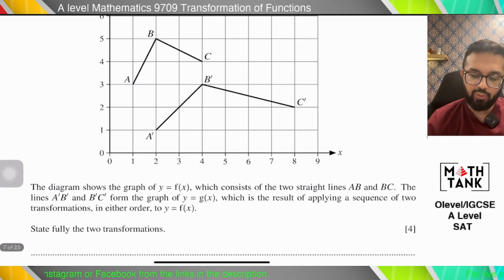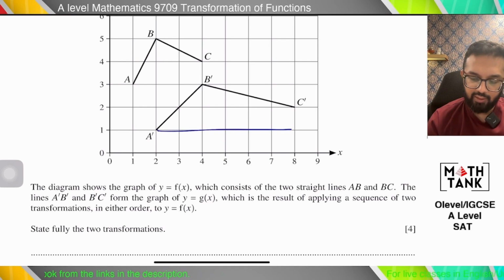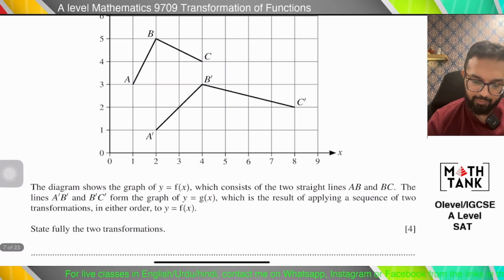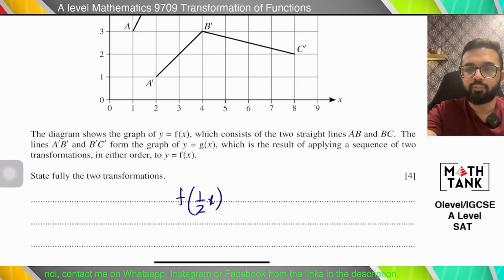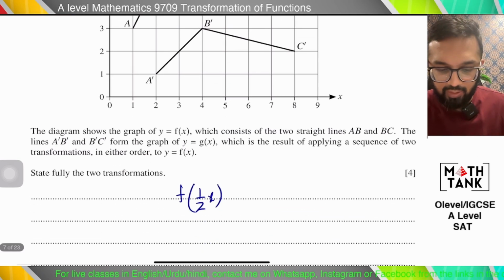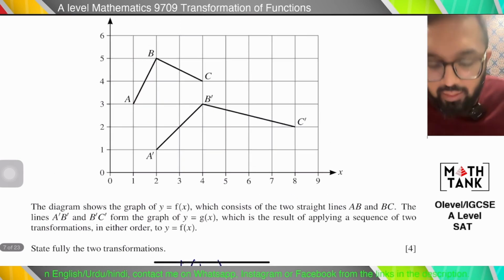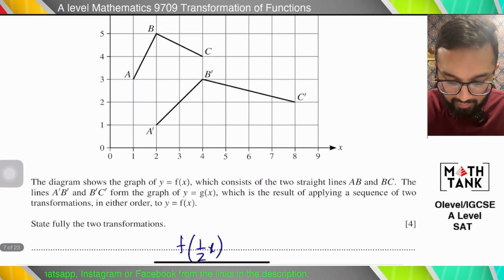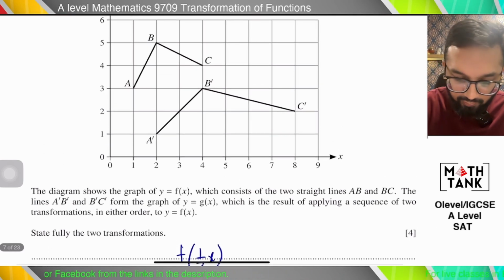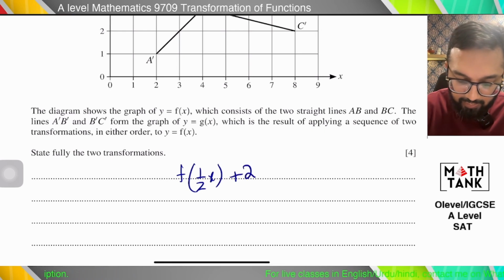So I see that it's stretched horizontally. Previously, this distance is now 6 units, and this was 3 units before. So I think there's a doubling happening on the x-axis. So I'm going to say that this is f of half x. Okay, so f of half x, and then I see that there is some movement on the y-axis as well. How many units have I moved? I think I have moved up 2 units, so I'm going to say that this is plus 2.